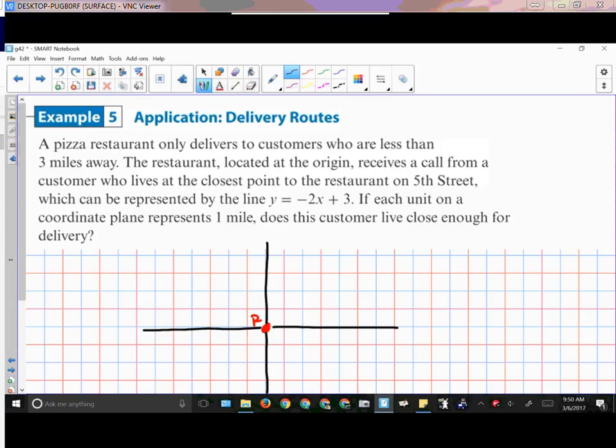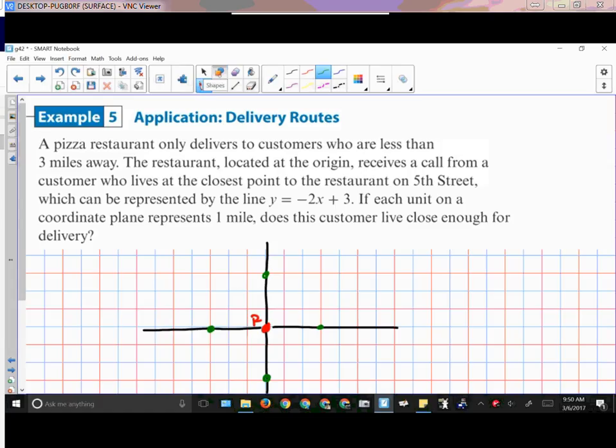Now, if I want to do 3 miles away, is that kind of like a circle? Would a circle identify 3 miles away, or should I do a square or something else? Oh, I could do whatever I want. This is true, but my problem is each one of these is a mile. 1, 2, 3 goes out to here. 1, 2, 3 goes out to there. 1, 2, 3 goes there. 1, 2, 3 goes there. It would have to be a circle.